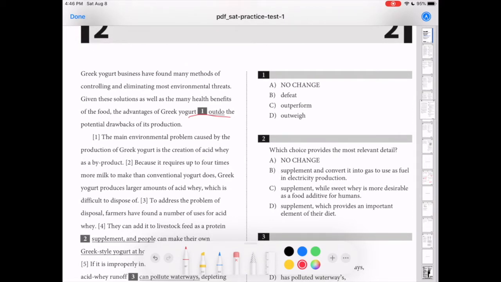Alright, so now let's use that vision I talked about. This is a word choice type of question. They want to see if you can use the most appropriate sounding word in context. This question is comparing advantages to potential drawbacks. Going through the choices, only the word outweigh is a comparison word. All the other words are used to describe competitions: outdo, defeat, outperform. And if you plug it in, advantages outweigh disadvantages, it sounds about right.